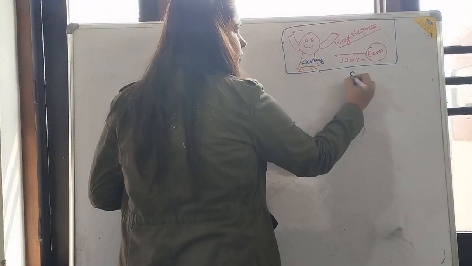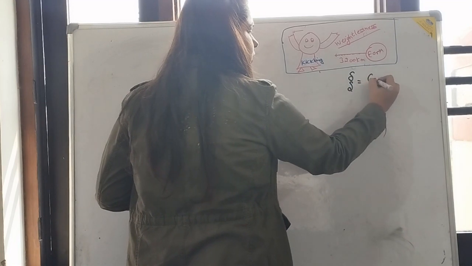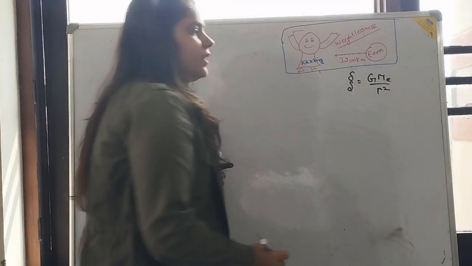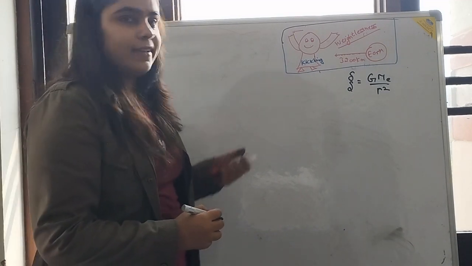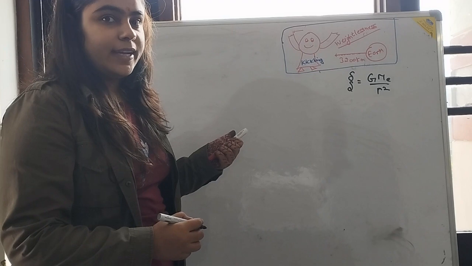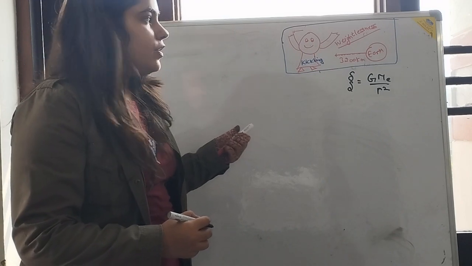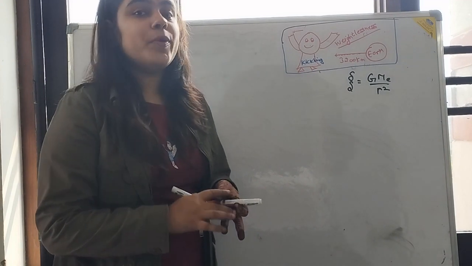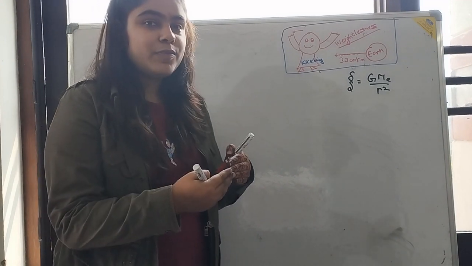GME upon R square is a very important term. This is called acceleration due to gravity, and it is going to play an active role in gravitation. So let's discuss how it is affected when we take the object on the surface of the earth.